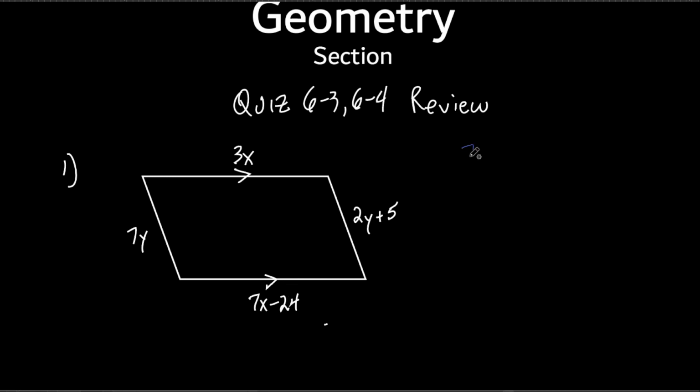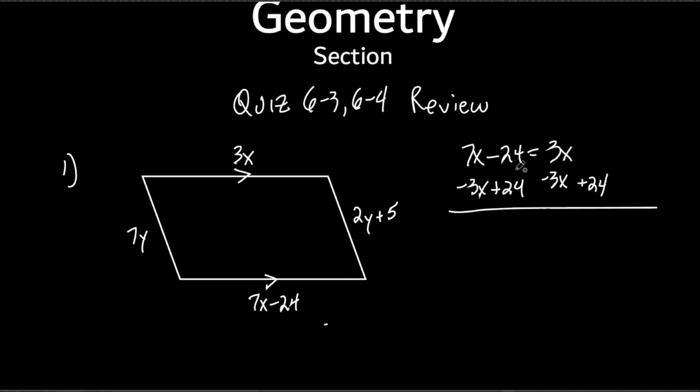So I'm going to go 7x minus 24 equals 3x. Okay, now we solve for x. Let's do it quickly. We've done this a bunch of times before. So I'm going to subtract 3x from both sides. I'm going to add 24 to both sides. We'll do it in the same step.